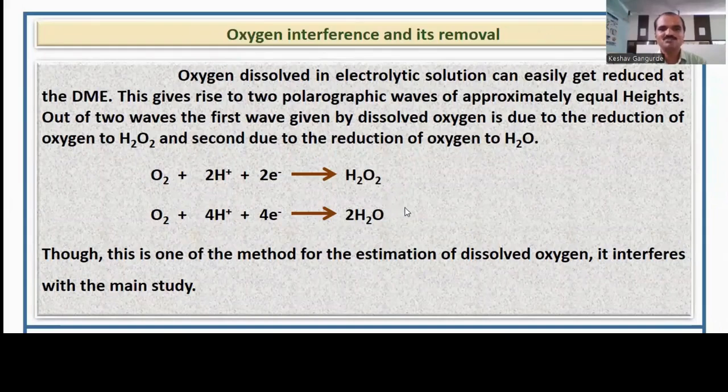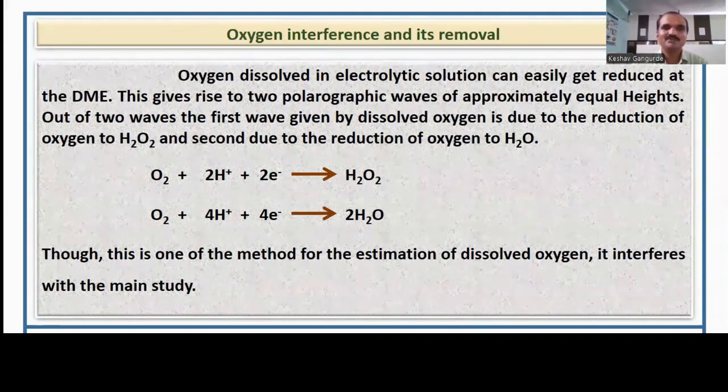Though this is one of the methods for the estimation of dissolved oxygen, it interferes in the main study as many other species, almost all known metal ions, also reduce in the same region. Therefore, the interference due to oxygen has to be removed. In order to remove the dissolved oxygen from the experimental solution, nitrogen gas is bubbled through the experimental solution to remove the dissolved oxygen.